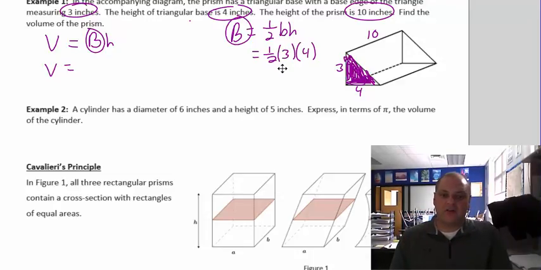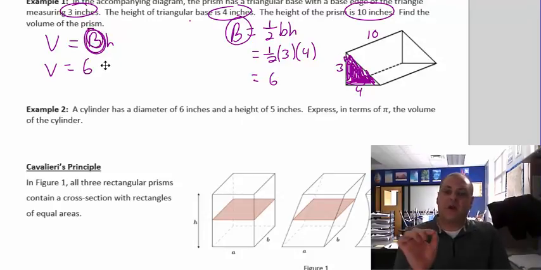3 times 4, very simple, and that's going to be 6. Half of 12 is 6, obviously. So big B is 6. The area of the base is 6. That purple triangle has an area of 6. That means this triangle here also has an area of 6, because that's how a prism works.